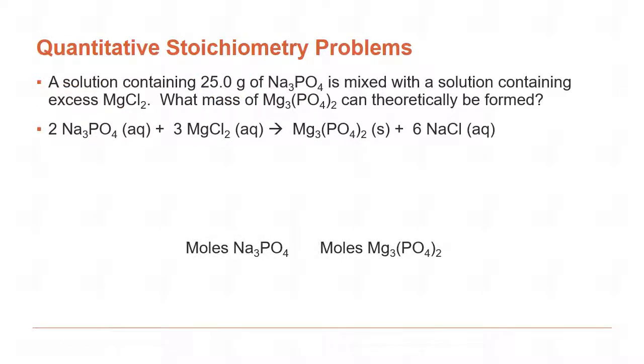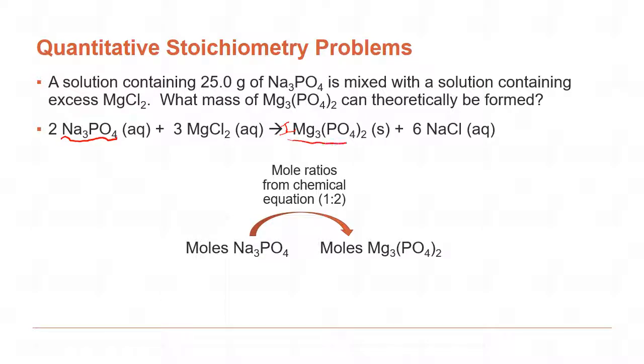Now, if I had all my information in moles, it would be easy because I know from the ratios. So I have 1 mole, remember that's an understood coefficient of 1 out in front of the magnesium phosphate. I know that I can form 1 mole from every 2 moles of sodium phosphate. So in other words, I need 2 moles of sodium phosphate to form my 1 mole of magnesium phosphate. There's my 1:2 ratio.